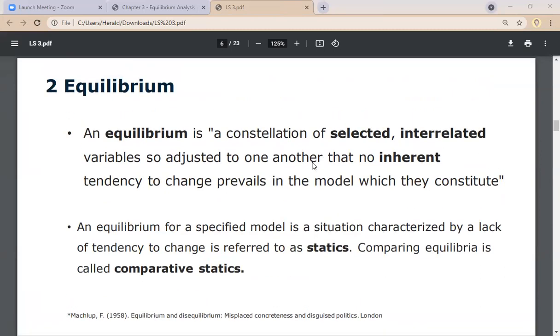Good morning again. Today's discussion is on Chapter 3, Equilibrium Analysis in Economics. You can follow the discussion in Chapter 3 of Chiang and Wainwright's book.